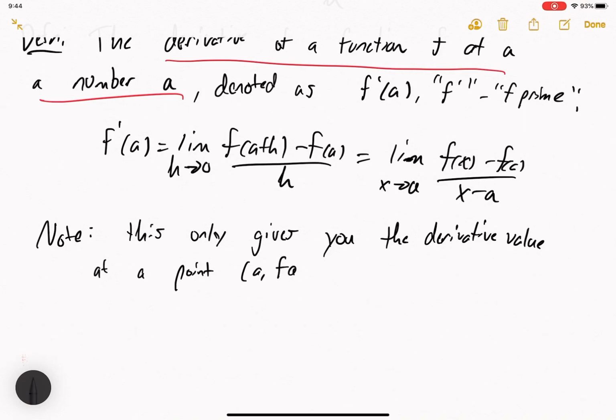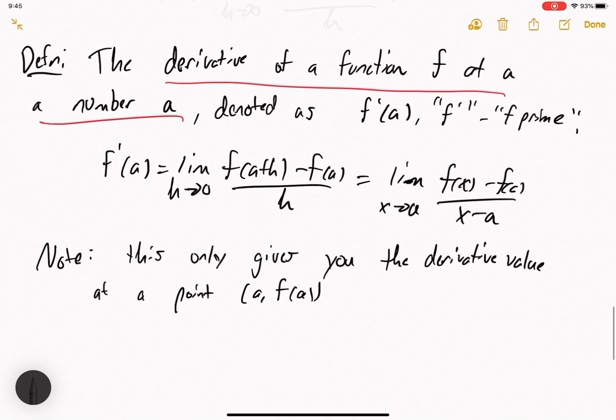Alright, sorry, I got confused because I was looking at my notes and I realized I made a mistake, I just misspelled a word. So the idea is, just like the slope of a tangent line only talks about a point, when we talk about the derivative at a number a, this is only at one point.